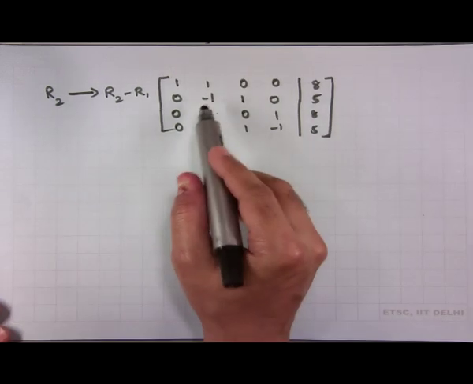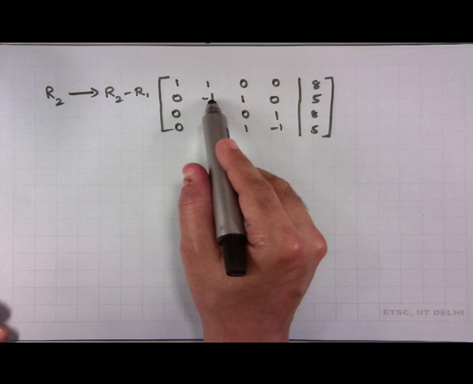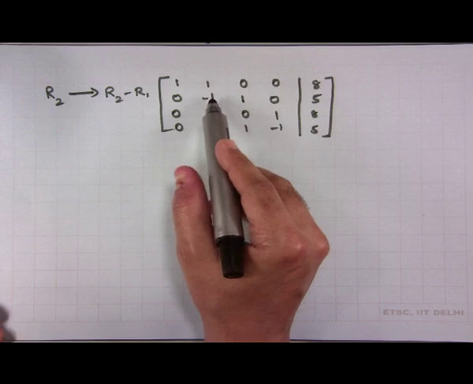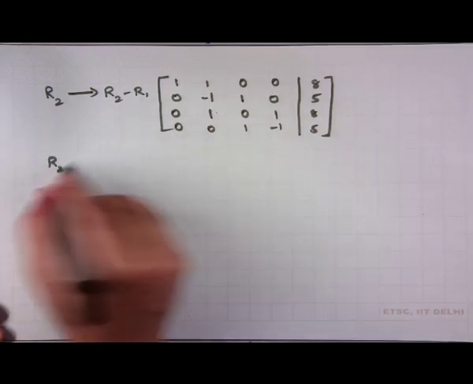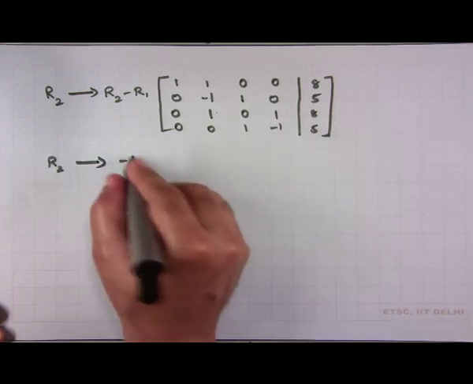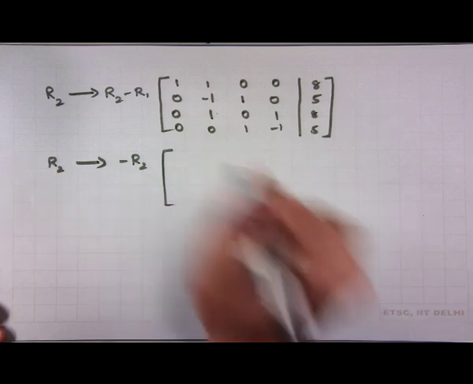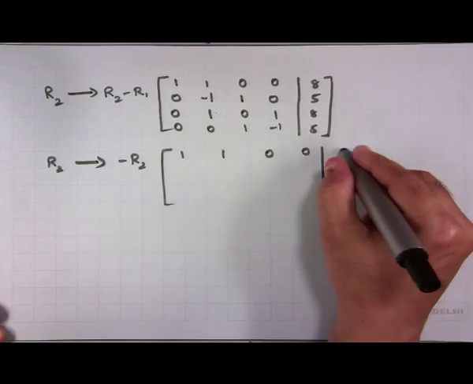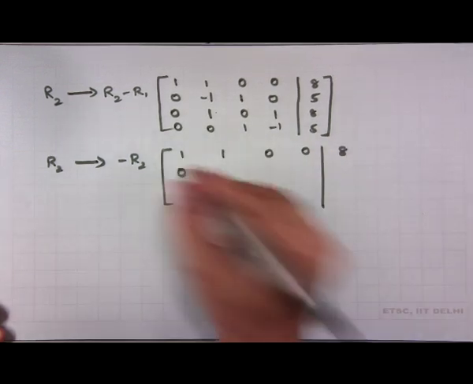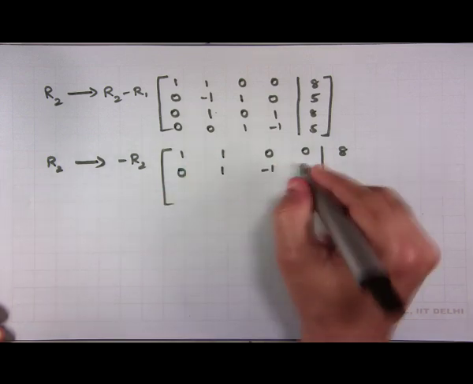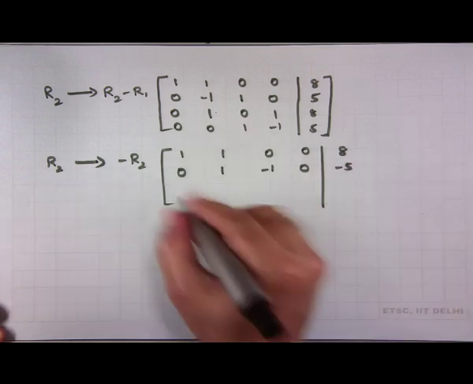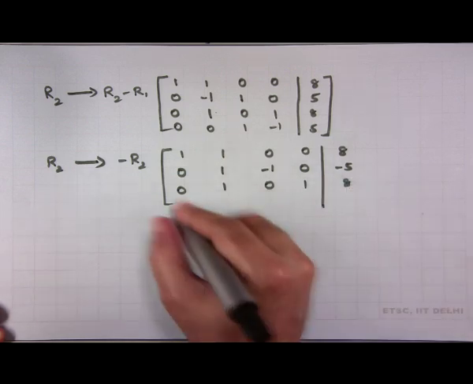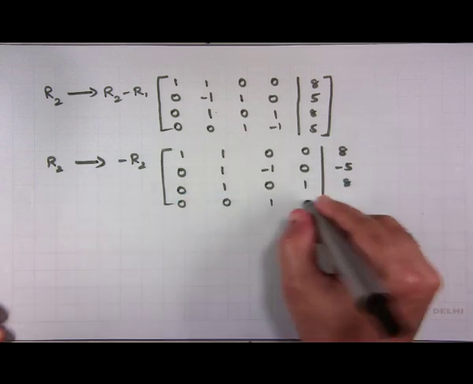Now, in the second row, we have minus 1 as the first non-zero element. We will have to convert that minus 1 into 1. So, let us multiply the second row by minus 1. R 2 is replaced by minus R 2. The matrix is 1 1 0 0 augmented with 8. The second row we have just multiplied by minus 1, so 0 1 minus 1 0 minus 5. The other two rows remain unchanged, 0 0 1 minus 1 5.